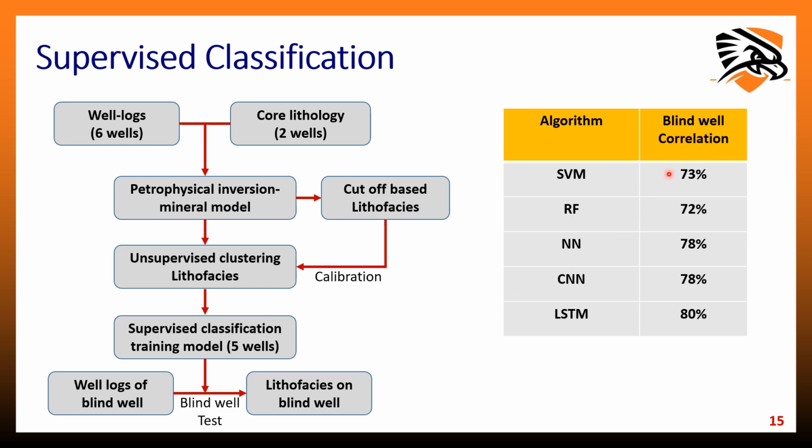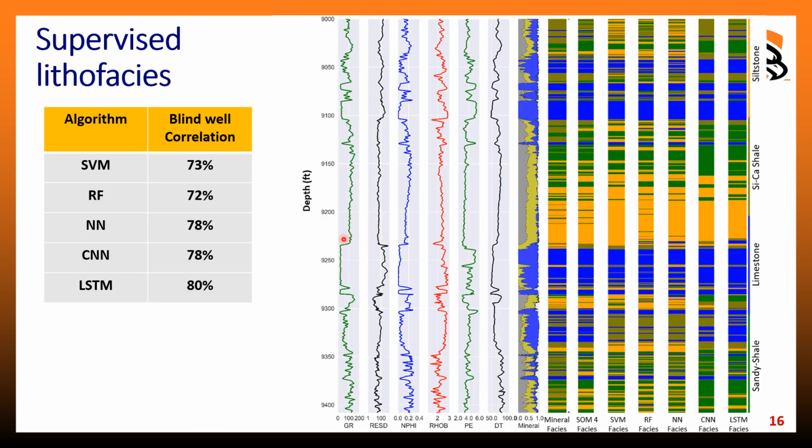You can see the blind well correlation for SVM as 73% and the random forest 72%, neural network 78%, CNN 78% again, and LSTM 80%. So we can notice that here the SVM and RF, which are more traditional methods, have a slightly lower correlation on the blind well compared to the more advanced methods like NN, CNN, and LSTM. And LSTM here gives us the highest correlation, probably because of its most modern implementation with the memory cell.